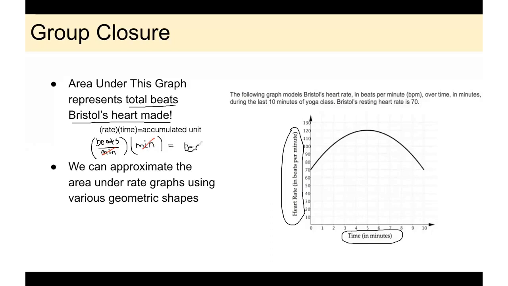So as an estimate though, some of you had around 900 to 1,000, right? That means for these 10 minutes in that yoga class, Bristol's heart beat about 1,000 beats overall. So that's what it represents, the area under this here curve.